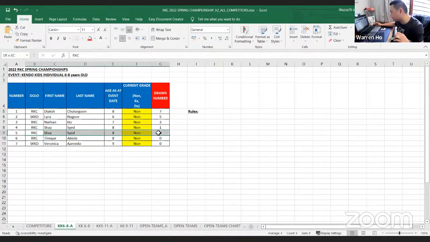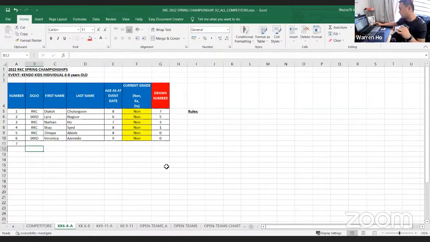So Shay comes out. The duplicate anyway. That's what you get for doing this too late. And there are only 6 members. So let's see. Diash needs to be redrawn because there's no 7 anymore. So let's redraw Diash first. Diash is a 6.